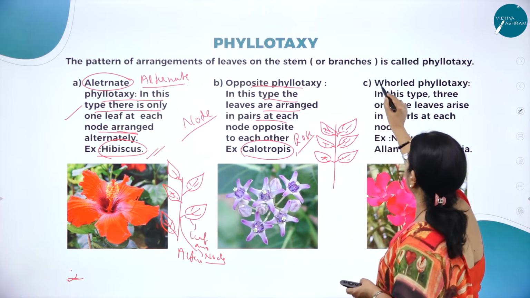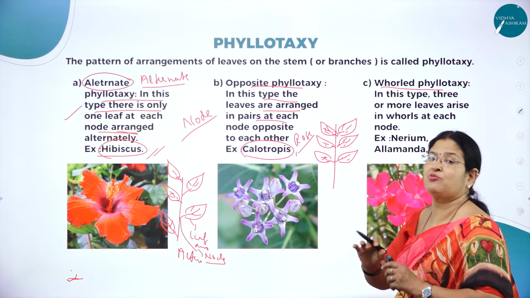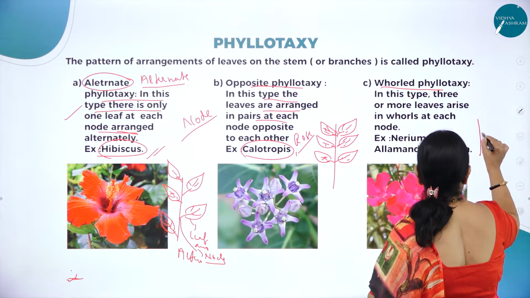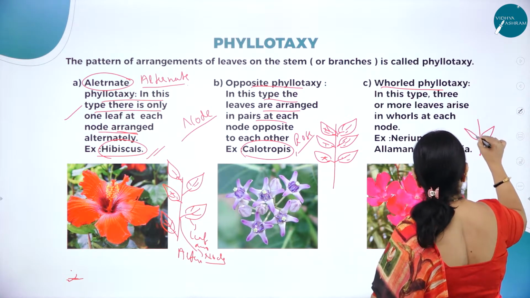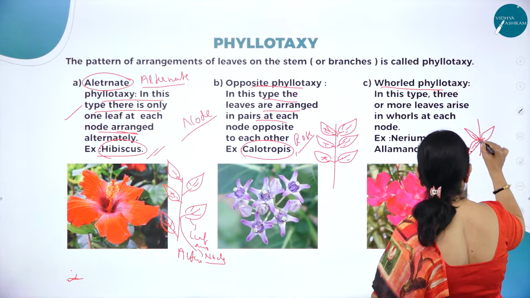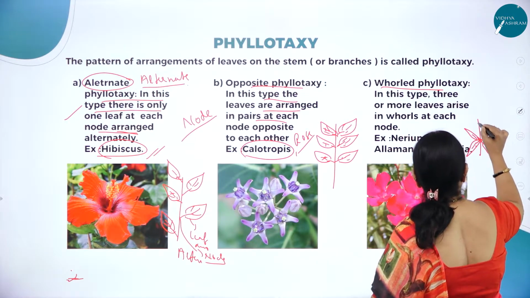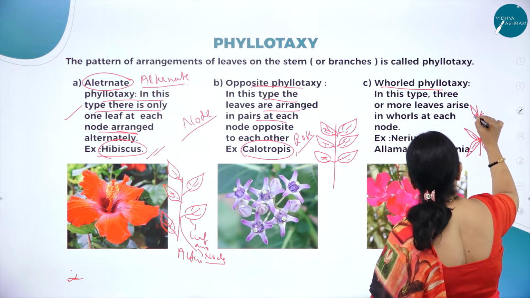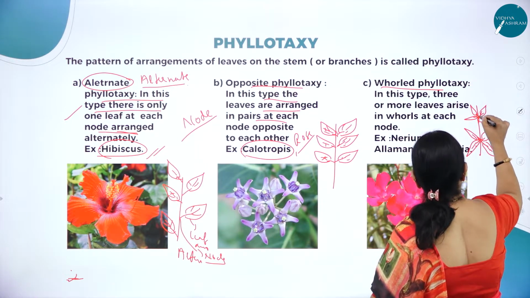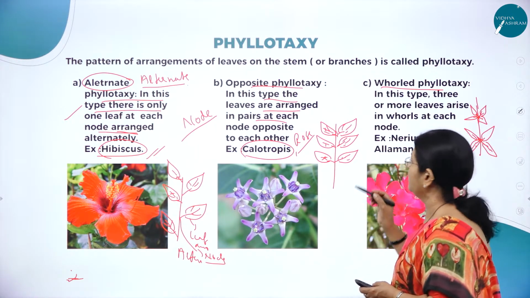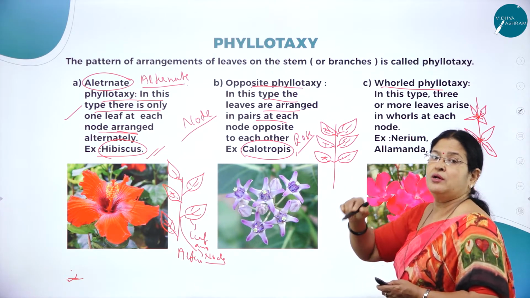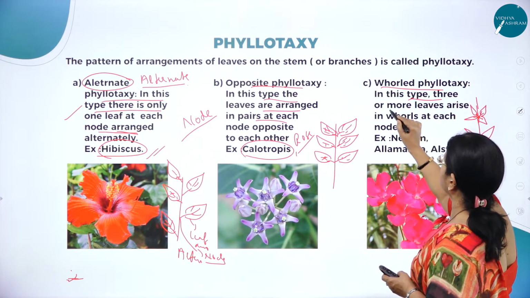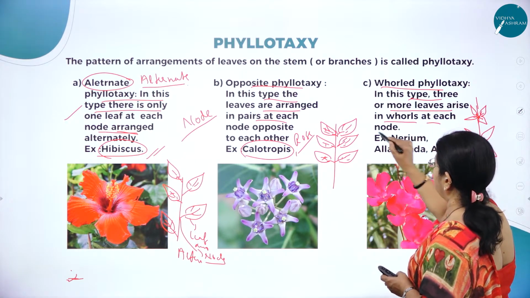Moving on to the third type, whorled Philotaxy. Whorled means what? From all the sides. I'll draw the diagram. See, here you can see, whorled means what? From a common node, more than two leaves arise all around. So in this type, three or more leaves arise in whorls at each node.